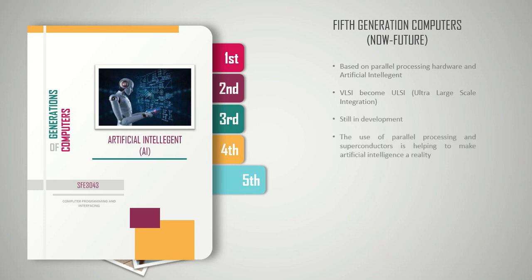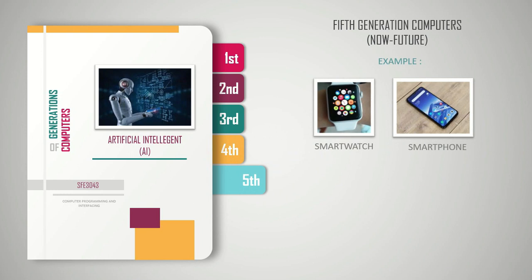The use of parallel processing and superconductors is helping to make artificial intelligence a reality. The goal is to develop devices that respond to natural language input and are capable of learning and self-organization. So these are the examples of fifth generation, which are smartwatches and smartphones.